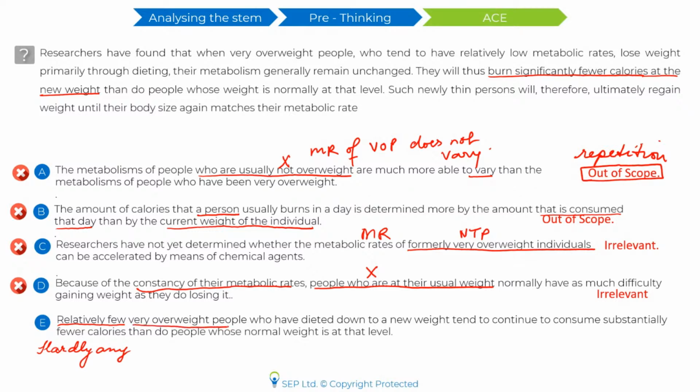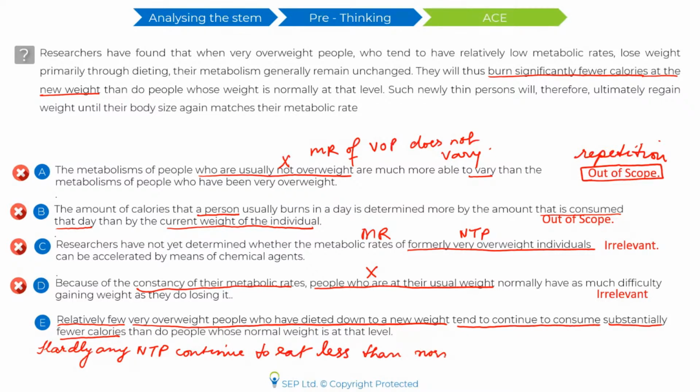Very overweight people who have dieted down to a new weight. So we are talking about hardly any newly thin people tend to continue to consume. We are saying continue to eat substantially fewer calories. Let me just use the word less for the moment. Than do people whose normal weight is at that level than normal people eat. So hardly any newly thin person continues to eat less.